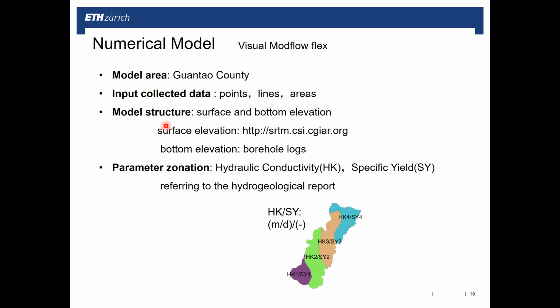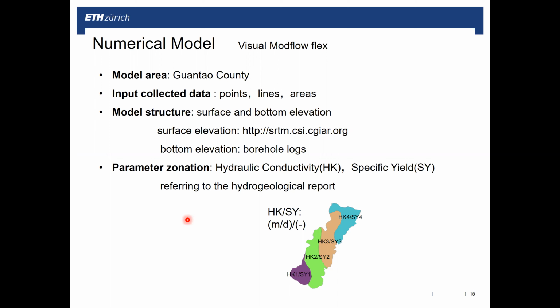And the surface or top elevation we download from this website. We use this remote sensing data. It's free. Everyone can go to this website and download. The resolution is about 90 meters. And for the bottom elevation, we use the result from the hydrogeological report.